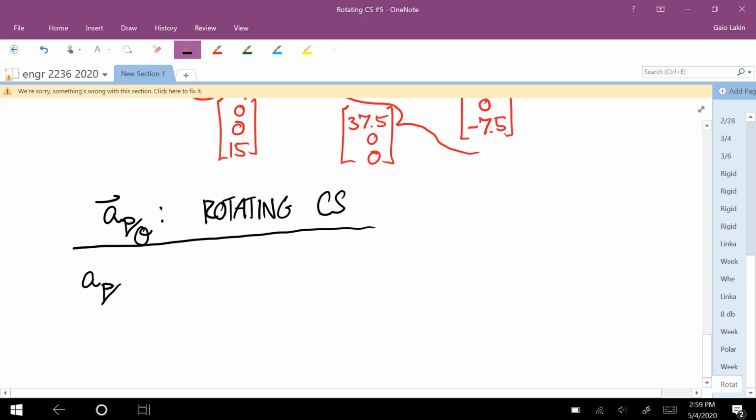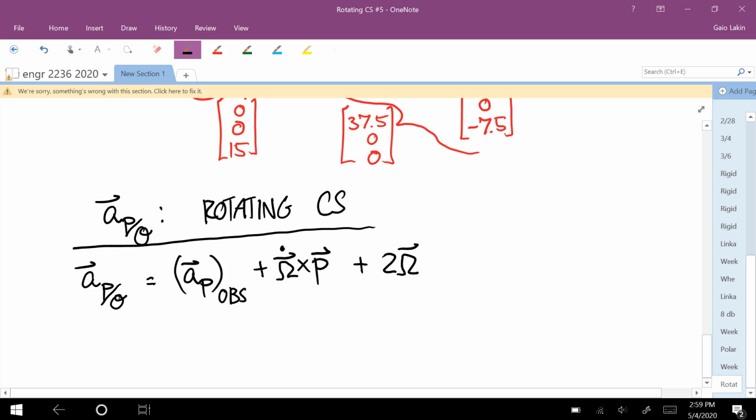So we know that this is equal to the observed acceleration of p, plus the angular acceleration of the rotating coordinate system crossed with p, plus 2 times the angular velocity of the rotating coordinate system crossed with the observed velocity of p, plus capital omega cross quantity capital omega cross p.